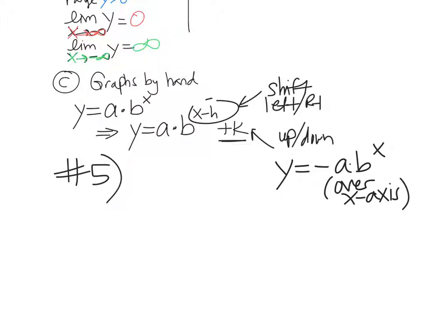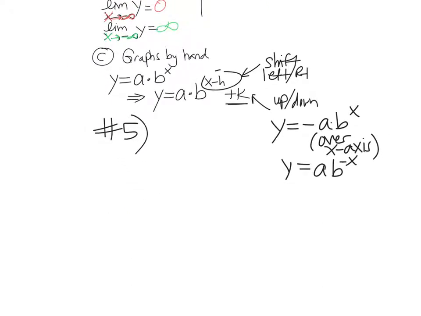It shifts it that way. And if you have a times b to the negative x, that's going to be exponential decay. It changes from growth to decay. That reflects it over the y-axis. There you go. Probably should have written all that down too.